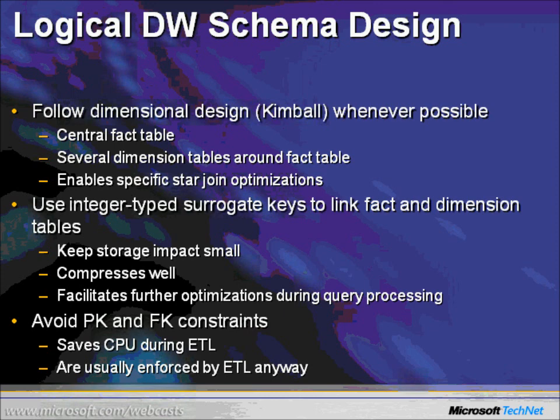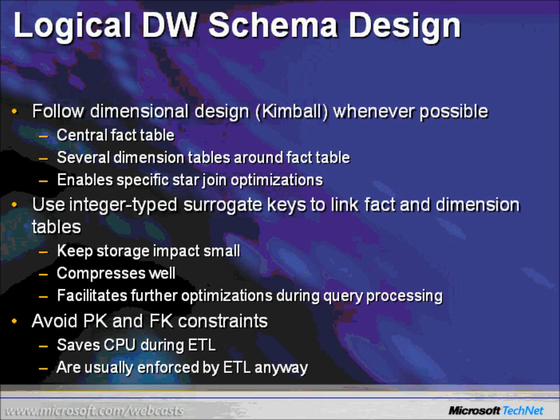You should use integer-typed surrogate keys to link the fact table to the dimension table. So every row in the fact table should have a set of surrogate keys that reference dimension table rows, like the product key, customer key, and so on. The reason for this is it helps keep the fact table smaller by having small dimension keys in the fact table as references. It also compresses very well, and we have a new data compression feature that I mentioned. It also facilitates further optimizations during query processing. There are some algorithms in the query execution system in SQL Server that work best on integer types for join columns.